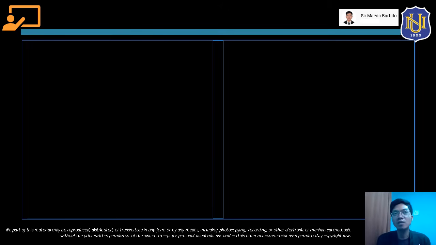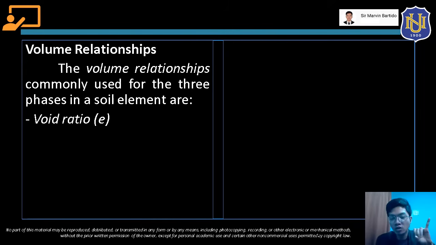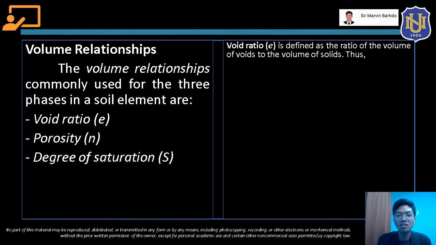Okay, so we can define basic soil properties from the relationships of volume and weight. Let's start with volume relationship. The volume relationships commonly used for the three phases in a soil element are void ratio, denoted by small letter e, and then porosity, denoted by lowercase n, and then degree of saturation, denoted by uppercase S. These are some basic soil properties, class. So let's define each of these properties.